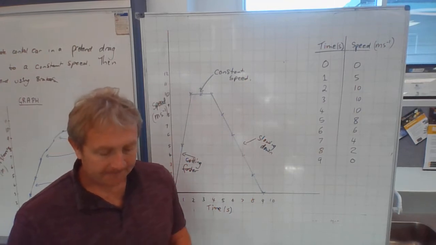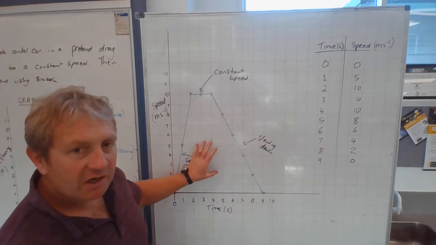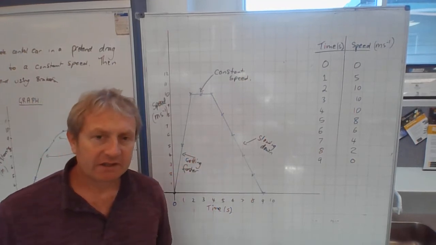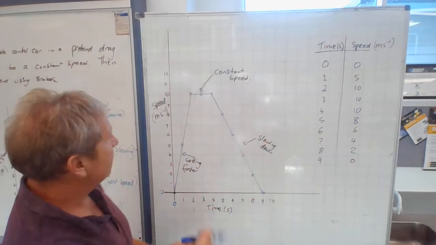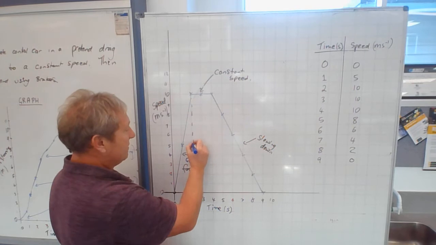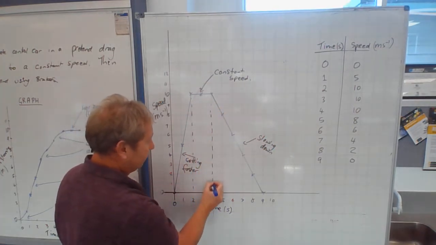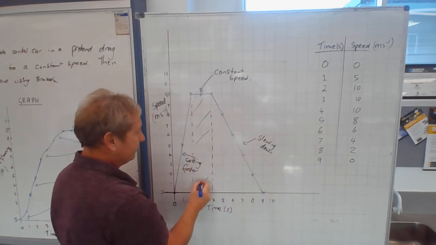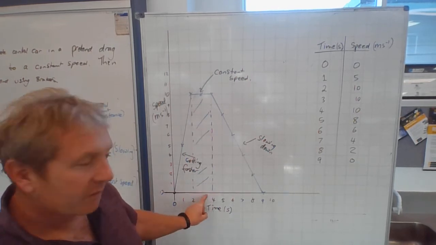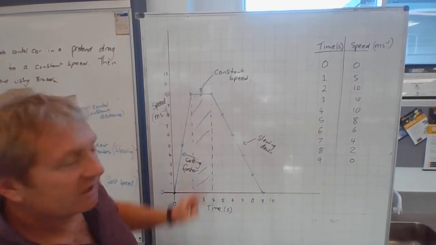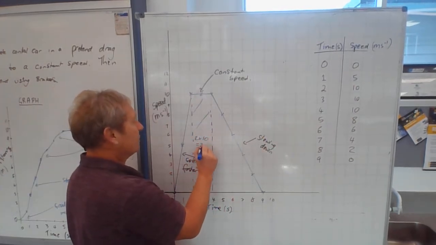Pretty easy so far. Now, when you look at the formulas, you will find that the area under a speed time graph is the distance traveled. Some bits of this are really easy. So this area here in the middle is a rectangle. That section there is a rectangle. If I want the area of a rectangle, it is the base, which is 2, times the height, which is 10. I could write that in here. 2 times 10 equals 20.